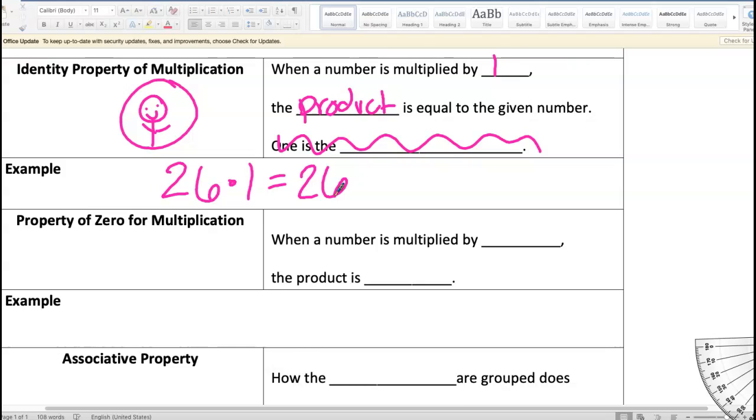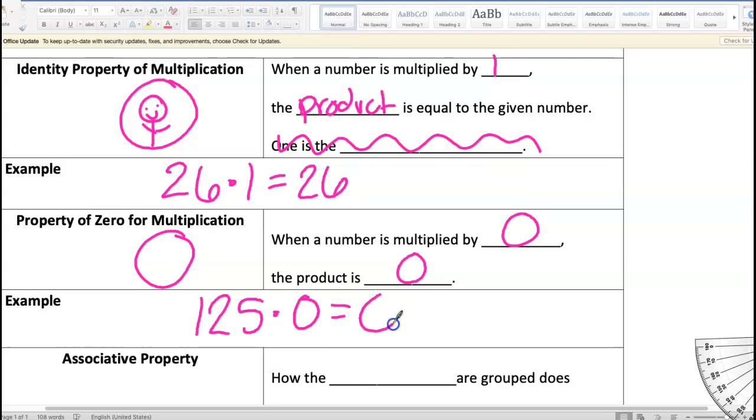Okay, the property of 0 for multiplication, you're just going to write a 0 in. When a number is multiplied by 0, the product is 0. So it doesn't matter what number. You could have 125 times 0, and what does that equal? 0. But it's the lowest. Keeping it simple.